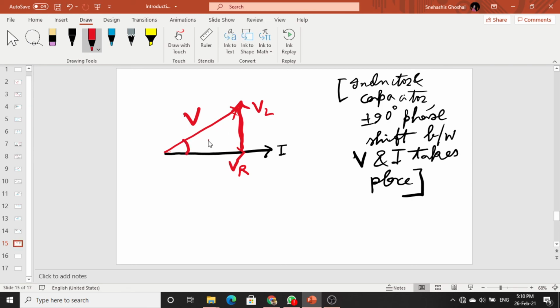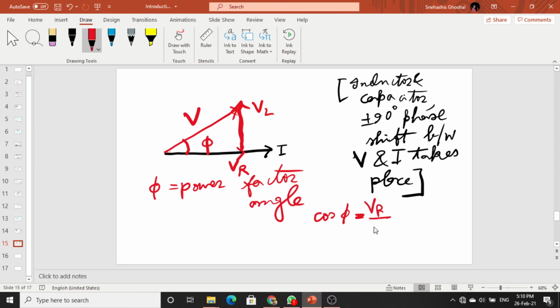This angle is known as phi. Phi is known as the power factor angle, the angle between these two. Okay. So cos phi is equal to, what is cos phi? VR by V. VR by V, that is cos phi.